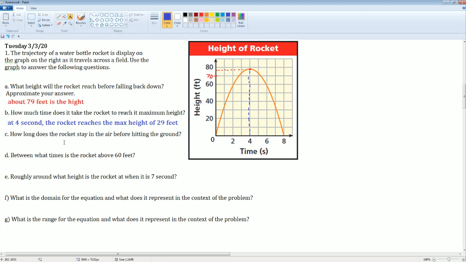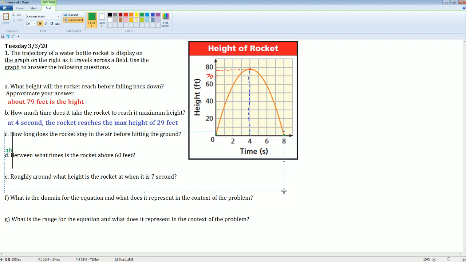How long does the rocket stay in the air before hitting the ground? So it looks like here it goes off the ground right here, and it lands right here. So it's looking at the domain. It goes from 0 to 8. So we would say about 8 seconds is how long the rocket is in the air. So this is just looking at its domain.